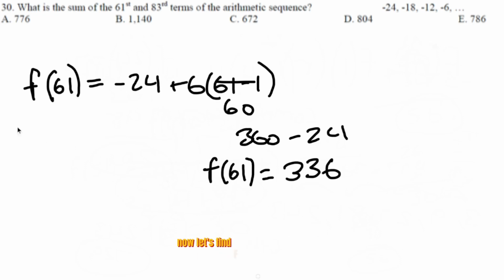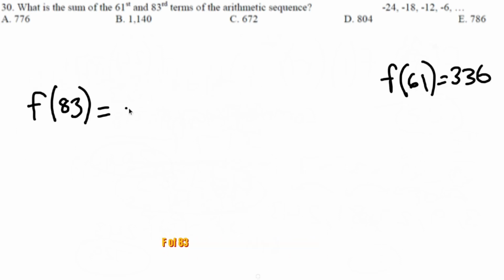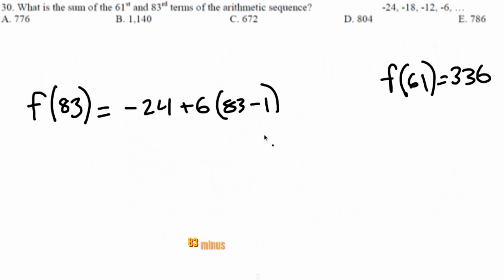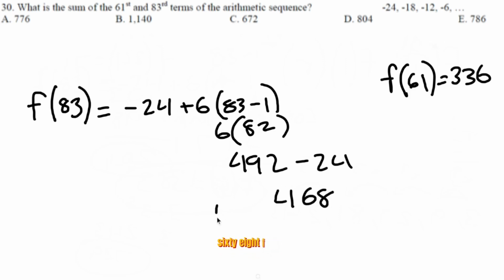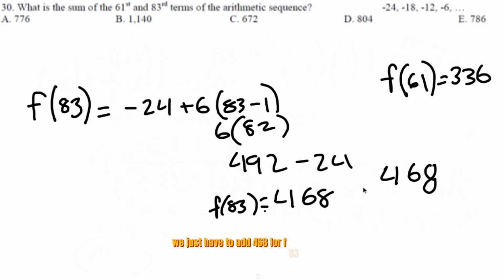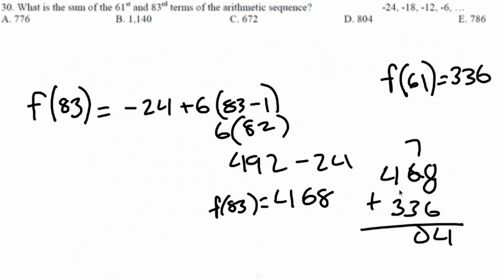Now let's find f of 83, or the 83rd term. So f of 83 equals negative 24 plus 6 times 83 minus 1. 83 minus 1 is 82. 6 times 82 is 492. 492 minus 24 equals 468. So f of 83 equals 468. Now we just have to add 468 for f of 83 and 336 for f of 61. So that equals 804, and that's your answer.